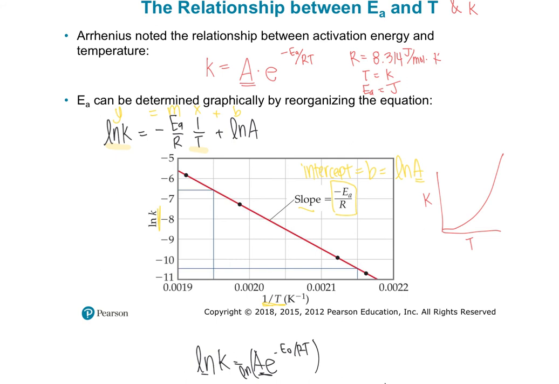And if I want to find activation energy, I just multiply my slope by negative R. So we're going to practice that.